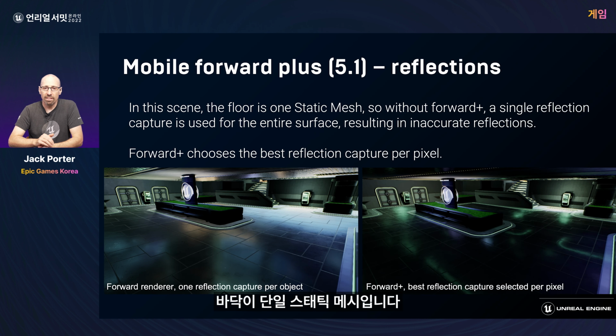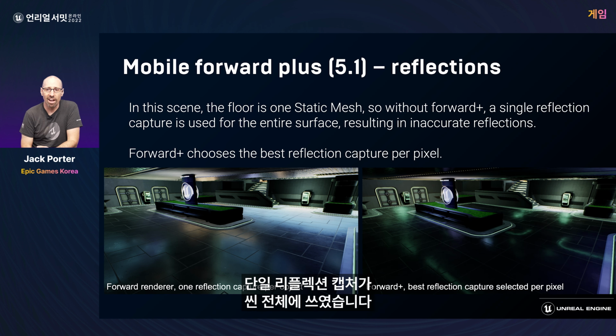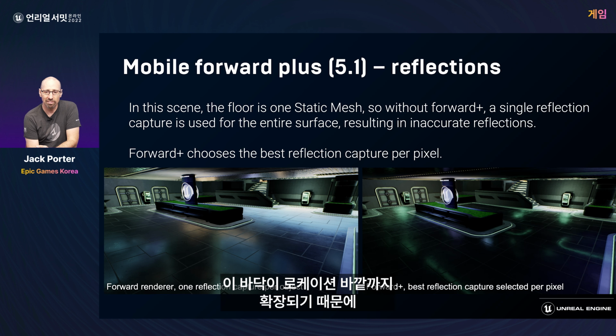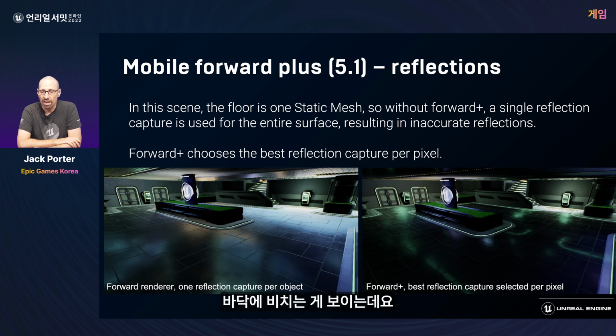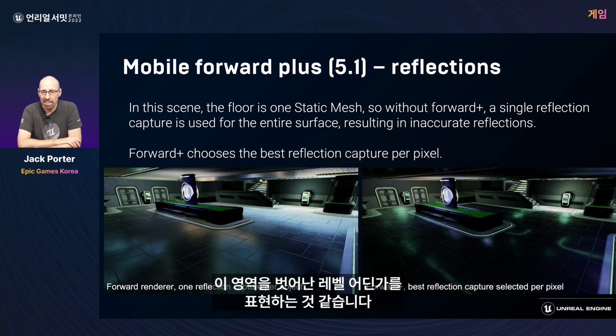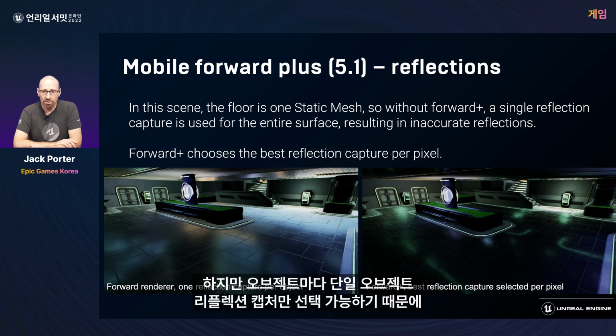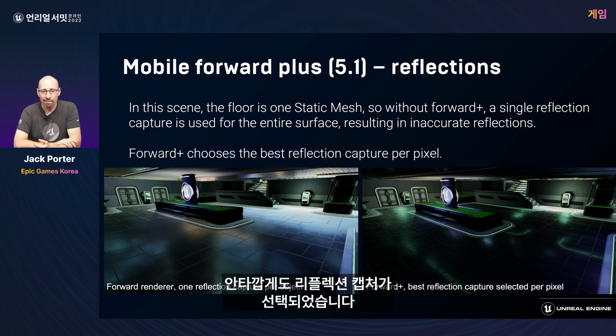So in this scene, the floor is a single static mesh, and without forward plus, a single reflection capture is used for the entire surface. And because this floor extends outside of this location here, only a single reflection capture has been chosen. And in fact, you can see there's a big, looks like a reflection of a window on the floor. It doesn't represent this scene at all. That's representing somewhere way out of this area of the level. But because we can only choose a single reflection capture per object, unfortunately, that's the reflection capture that's been chosen.